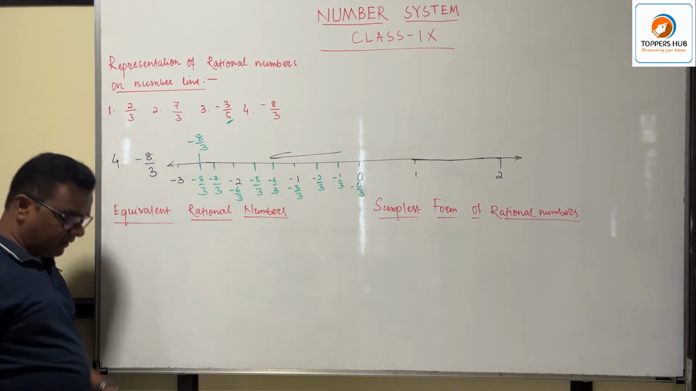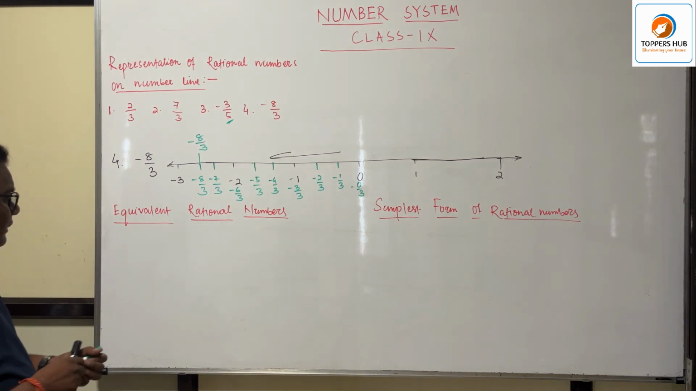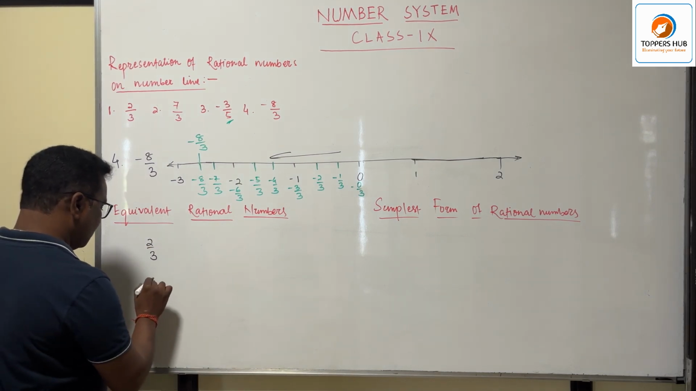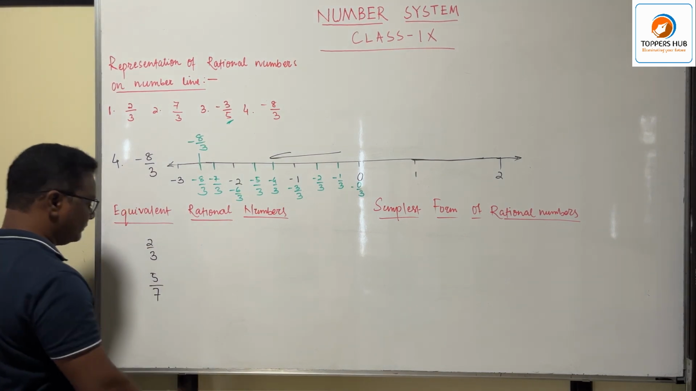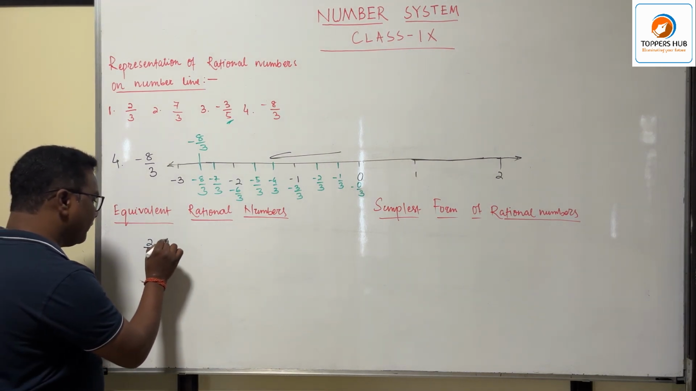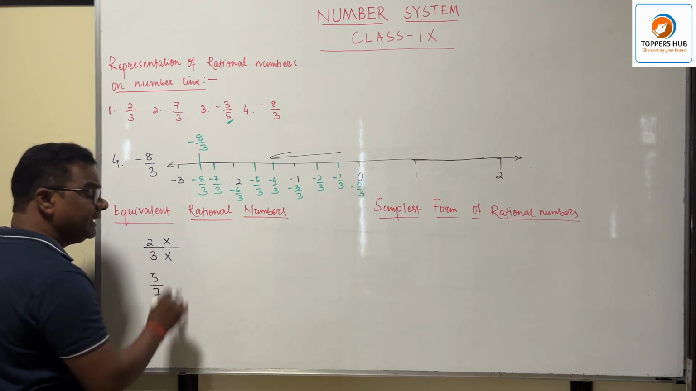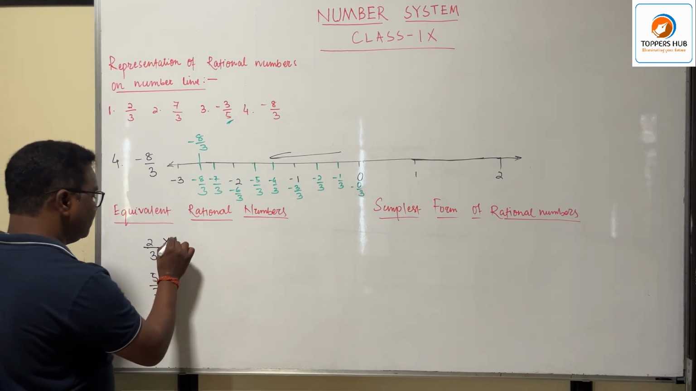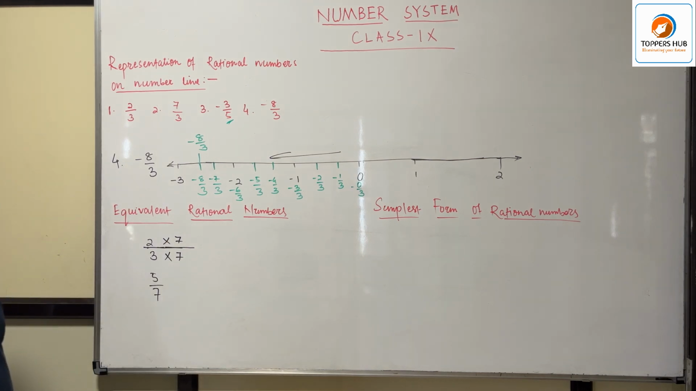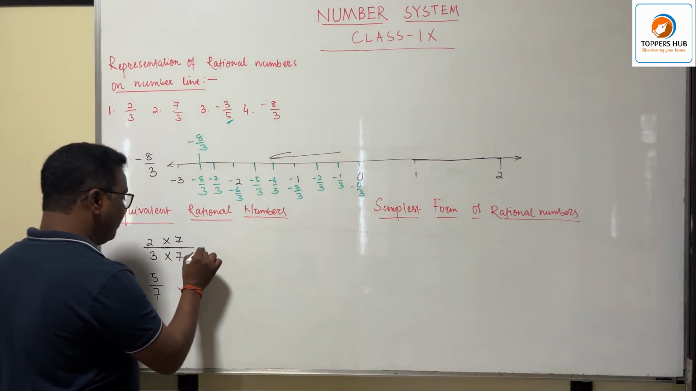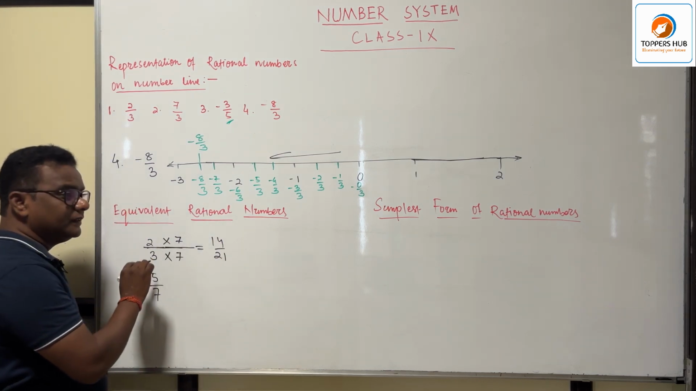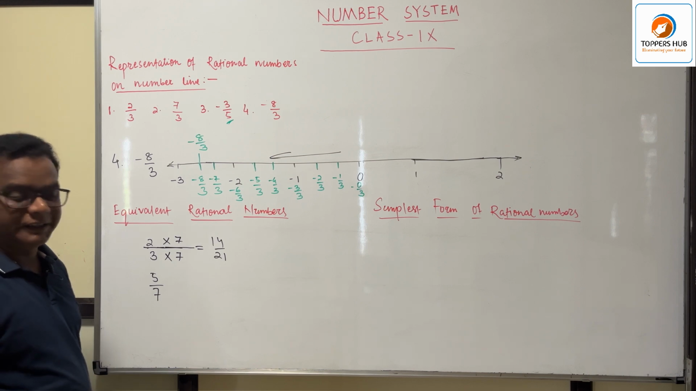Next, equivalent rational numbers. Suppose I have a rational number 2 by 3 or 5 by 7. When both the numerator and denominator are multiplied by any natural number, let's say 7, I must multiply both the numerator and denominator by the same natural number 7. I am going to get 14 by 21. This 14 by 21 is an equivalent rational number of 2 by 3.